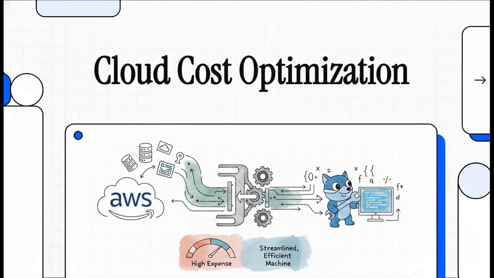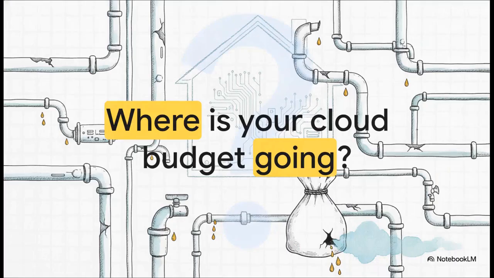Let's get into it. Let's kick things off with a question that literally keeps IT managers and business owners awake at night. Where is your cloud budget really going? I want you to think of your cloud architecture kind of like the plumbing in a massive modern house. It's built to deliver exactly what you need, right when you need it. But what happens if a pipe starts dripping behind a wall? Well, you don't see it, but you are definitely going to feel the pain when you get your monthly water bill.